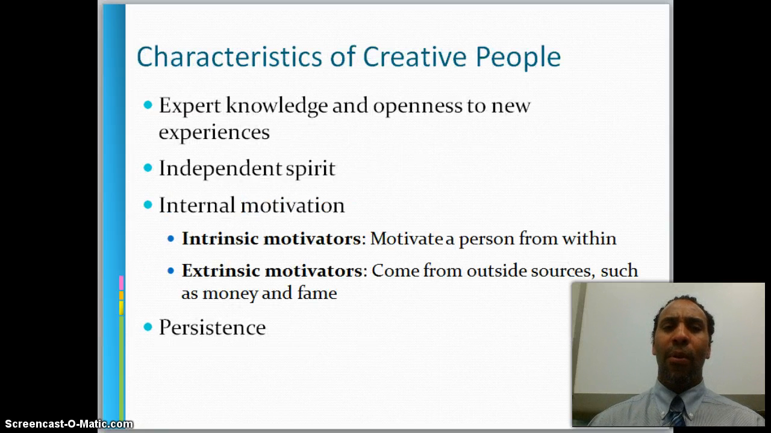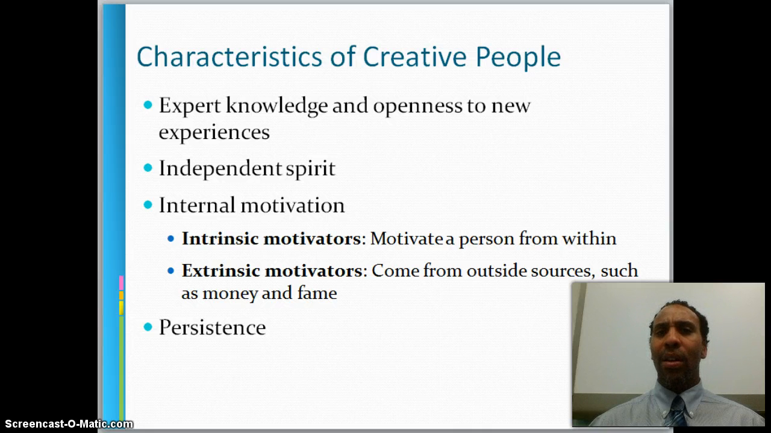Characteristics of creative people: expert knowledge and openness to new experiences. They have an independent, flowing spirit. They have internal motivation, so intrinsic motivators. Remember, intrinsic, that's inside. It's not money. It's not bonus motivated. It's things like sense of achievement, sense of completion. Intrinsic motivators motivate a person from within. Extrinsic motivators, like money, bonuses, and things of that nature, come from an outside source such as money and fame.